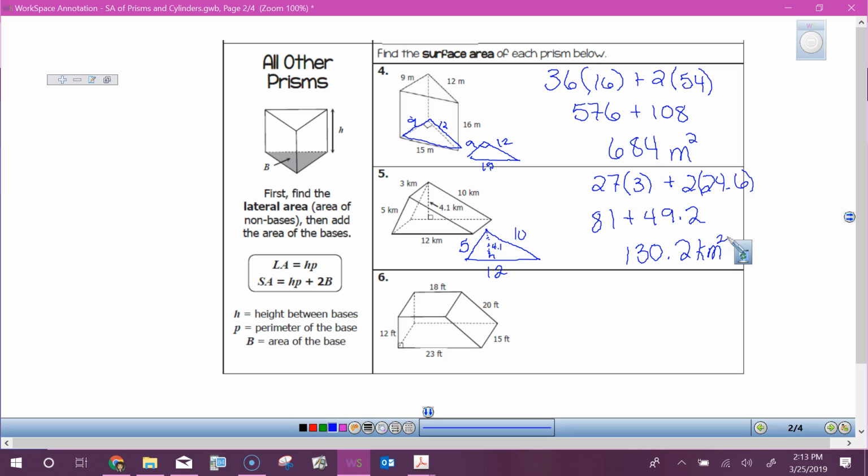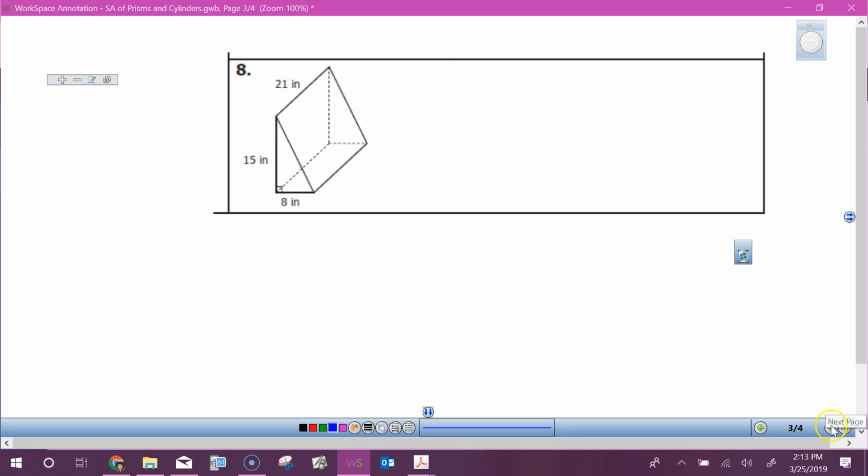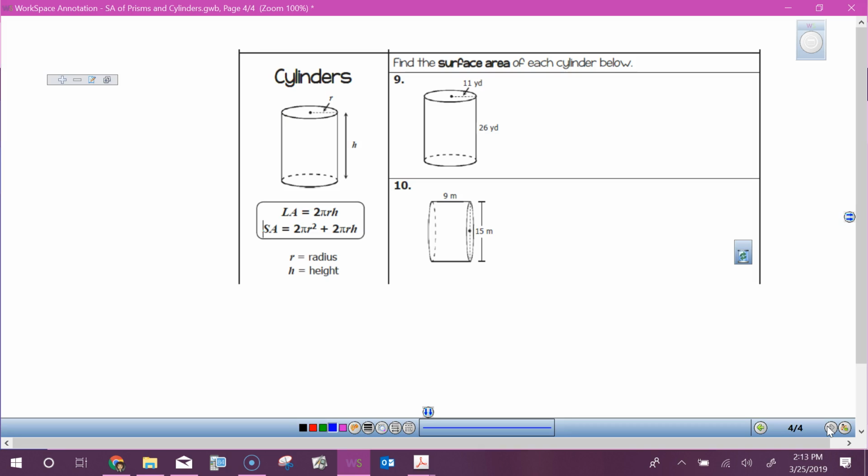Okay, always the same formula. When we flip to cylinders, same formula. Okay, we're taking perimeter of the base times the height plus 2 times the area of the base. That's what this is saying. Okay, because we have to remember, now my bases are circles, how do I find the perimeter of a circle? It's the same as circumference.